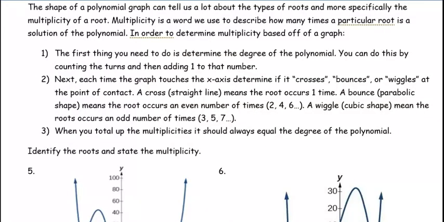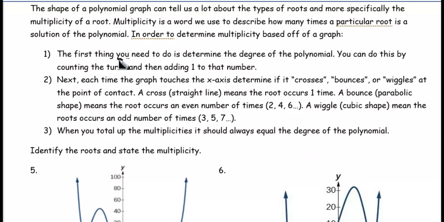In these last two examples, we're going to talk about multiplicity and how to look at a graph to determine what the roots are and how many there are of each root. Multiplicity is the word that we use to describe how many times a particular root is a solution of a polynomial. And we can determine that by looking at the graph. The first thing you need to do is determine the degree of the polynomial graph you're looking at. You can do this by counting the terms and then adding 1 to that number. The degree will tell me how many roots I actually have.